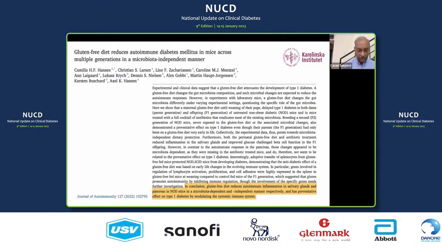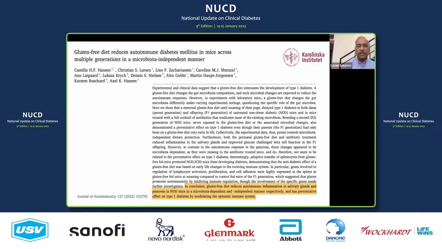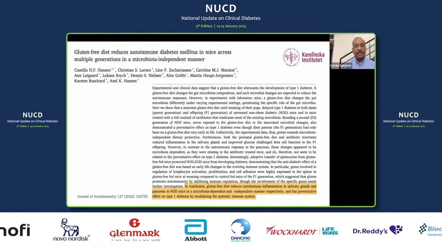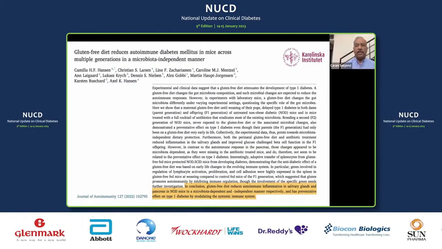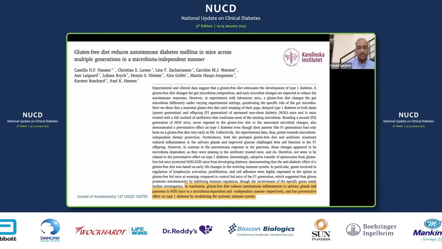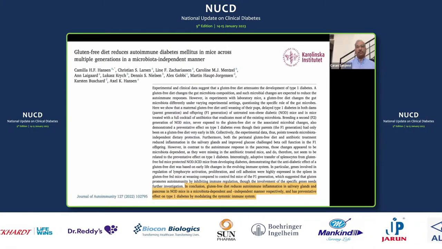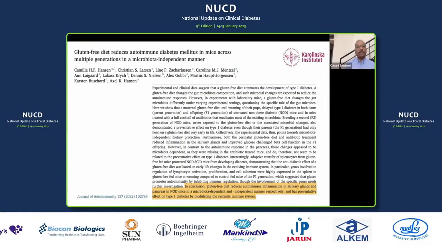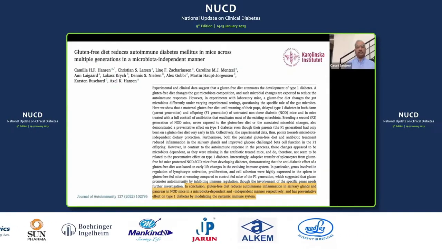When you look at these features, celiac disease and type 1 diabetes share a lot. Gluten induces celiac disease, so if you prevent intake of gluten, you can reverse celiac disease. This is a known fact. But what has now come out of animal studies, which is now being followed up in humans also, is that a gluten-free diet reduces autoimmune diabetes in mice across multiple generations.